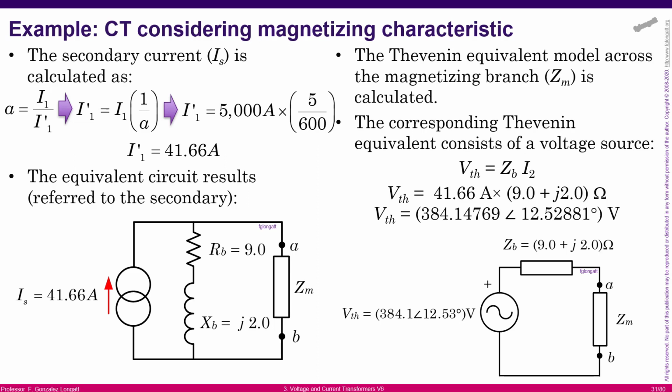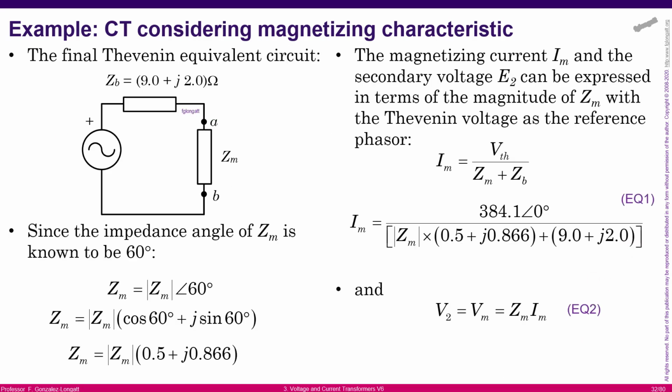Using the Thevenin equivalent model, we arrive at this circuit where the magnetizing branch is located between the points A and B. Now, what we need to do is use this circuit to create an equation to calculate the magnetizing branch. But taking into consideration that the magnetizing branch has an angle of 60 degrees, okay? It's very simple to define the equation defining the current using the Thevenin equivalent model.